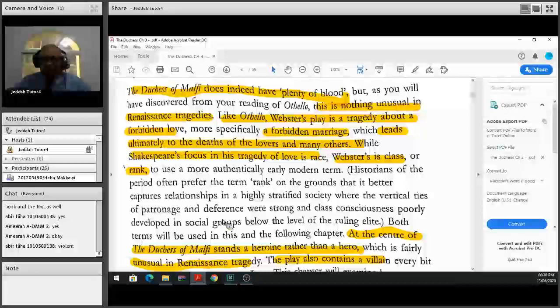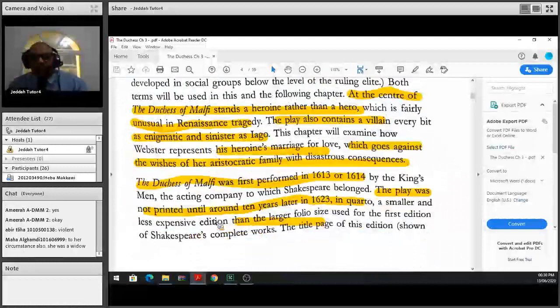So again, like Othello, Webster's play is a tragedy about a forbidden love, more specifically a forbidden marriage, which leads ultimately to the death of the lovers and many others. While Shakespeare's focus in his tragedy of love is race, Webster's is class or rank. So he focuses on the idea of class or rank.